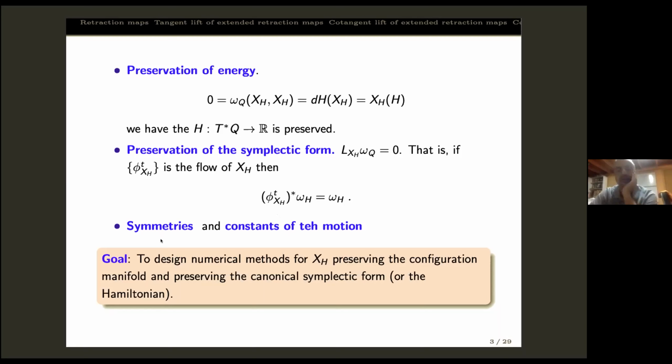The idea is to design numerical methods for this Hamiltonian vector field, preserving something quite important: the configuration manifold. Q, in principle, is not a Euclidean space, it's a nonlinear space. And then we need to preserve also this structure, and this is not easy. It's also a typical problem in optimization. In this talk, I will concentrate on the preservation of the canonical symplectic form. It's also possible to preserve the Hamiltonian, etc. But in this talk, I will concentrate on these two problems.